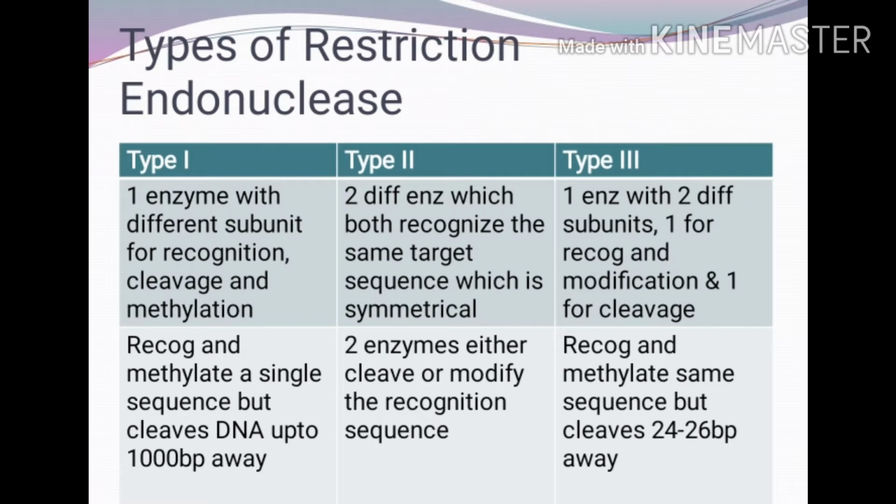Type 2 restriction endonuclease, used in recombinant DNA technology because of its characteristics, is two different enzymes which recognize the same target sequence, which is symmetrical. The two enzymes either cleave or modify the recognition sequence.